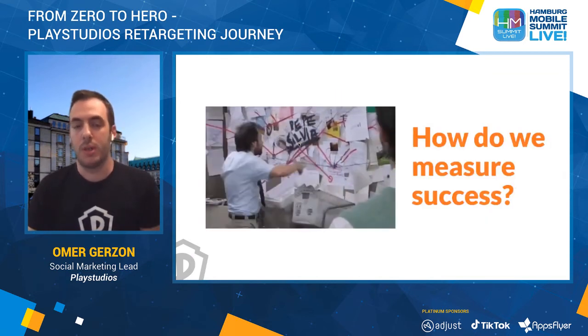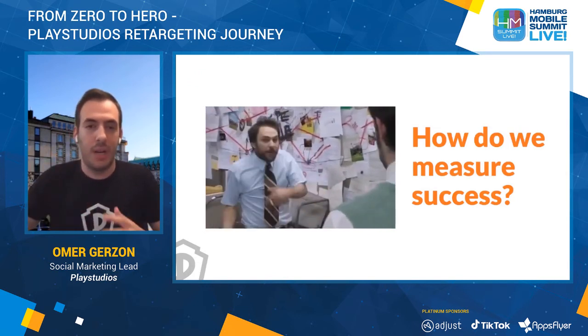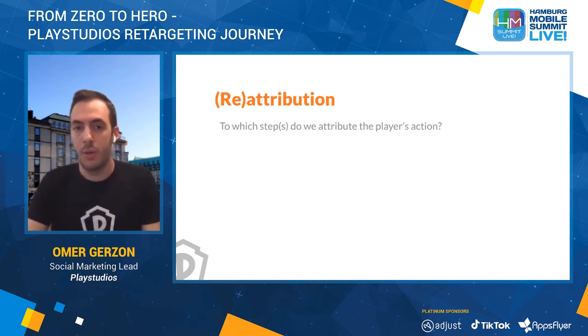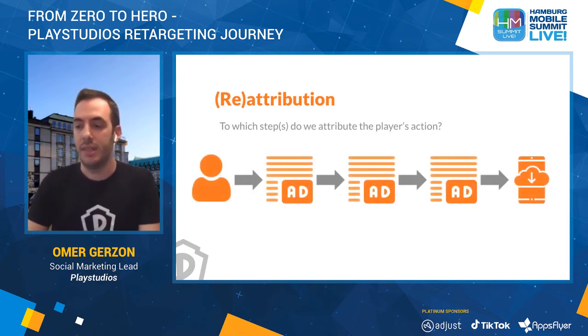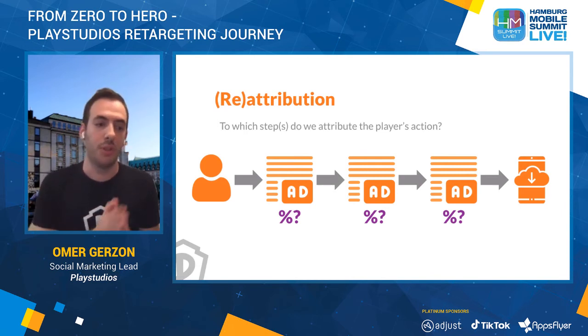About measurement, because obviously we need to measure the success of all of that. Before we jump into some ways to measure retargeting, we need to start with the definition of attribution and reattribution. If you're not familiar with the term attribution, it's when you have a player that saw a couple of ads and then installed your game or app, and then you need to think about how to attribute or allocate the revenue that this user generates between the ads. Some do it on the last ad, some do it on the first ad. Every business does it on its own.